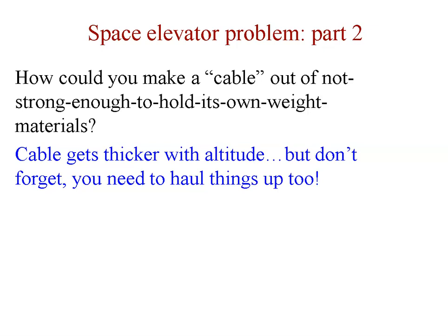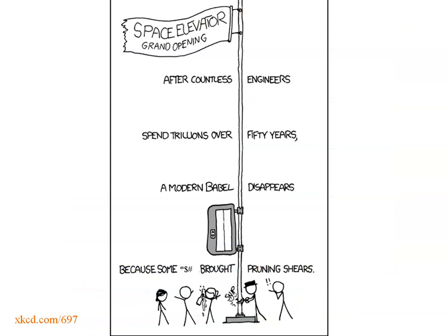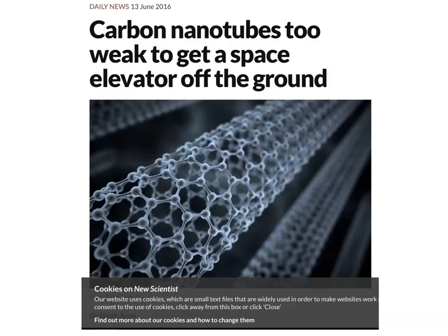But of course, you still need the cable to be able to haul things up, otherwise there's no point to it. So we've still got quite a problem to solve here. You can see that principle, but in reverse, when you look at the design of tall buildings. These buildings are suffering compressive stress, so they're thicker at the bottom than at the top. There's always a relevant XKCD cartoon for everything, it seems. There are some people that believe that this is never going to work, even with carbon nanotubes.